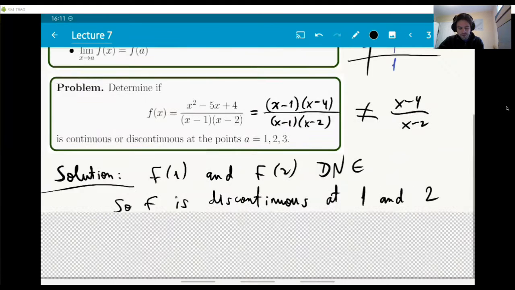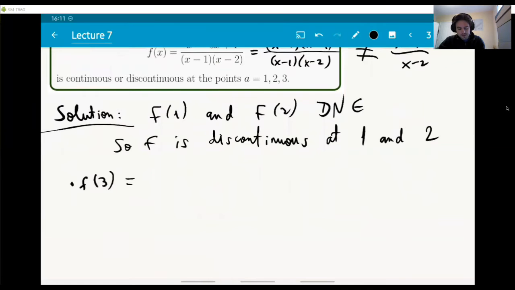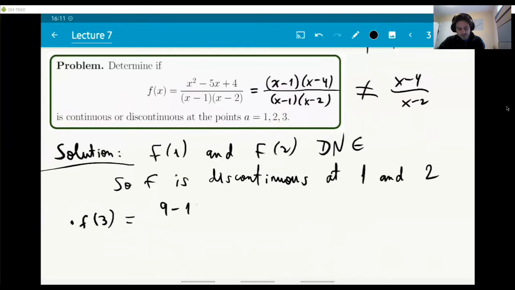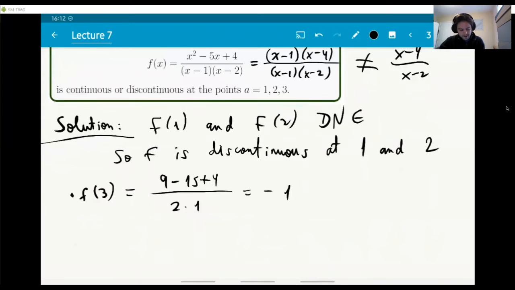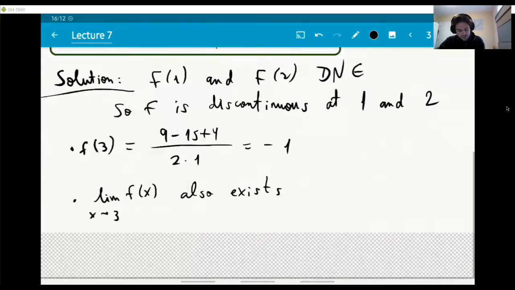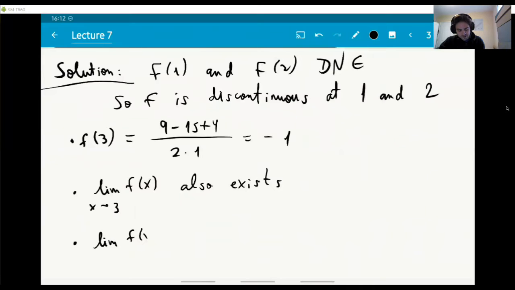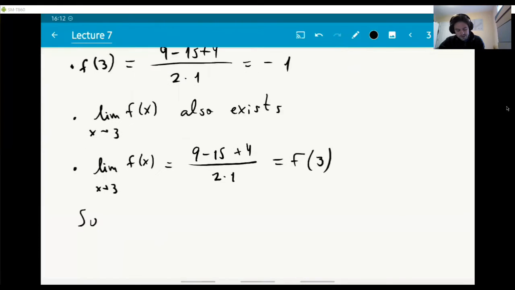So I'm just going to write all of those things in here. F of 3 exists. It is actually equal to whatever this number will turn out to be. 3 minus 1 times 3 minus 2. So this looks like a minus 1. Unless I'm doing this wrong, but this doesn't really matter. Limit also exists. And how do I know it exists? Because the third condition is satisfied. The limit is just going to be, again, plugging in 3 into the function. And that's f of 3. So f is continuous at the number 3.